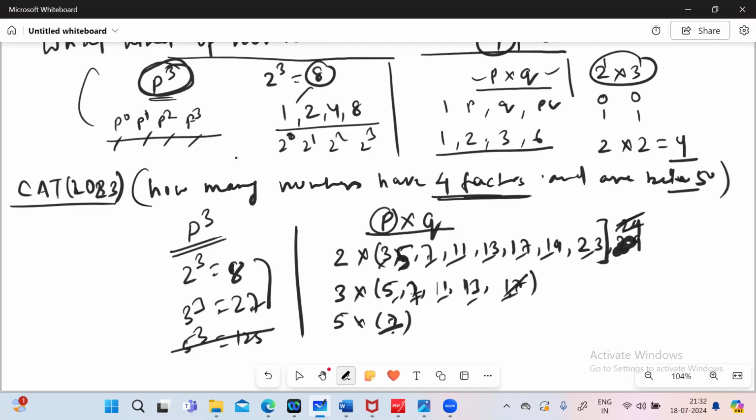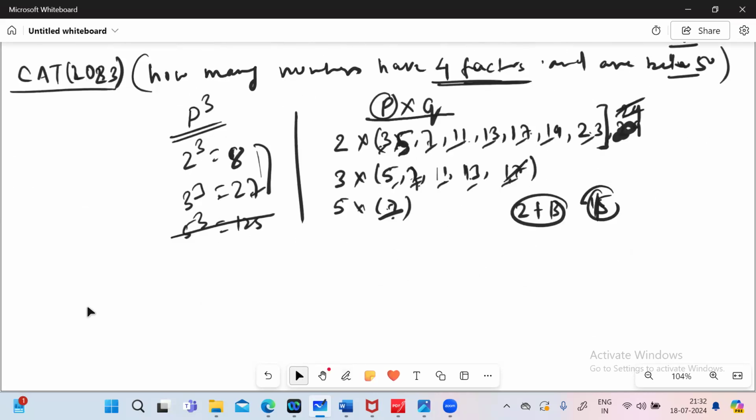Did I miss anything? No, I think it's okay. 1, 2, 3, 4, 5, 6, 7, 8, 9, 10, 11, 12, 13, and these two. 2 plus 13. Total 15 numbers have 4 factors and are less than 50. So this is how you use your concept in solving questions, okay?